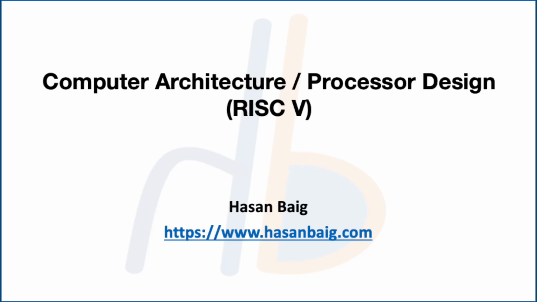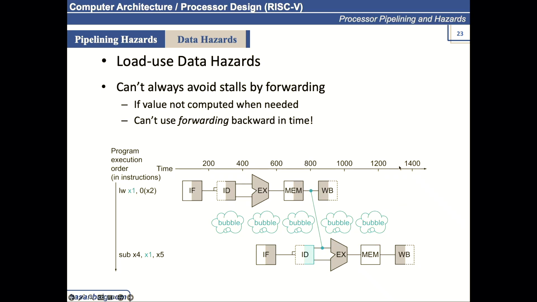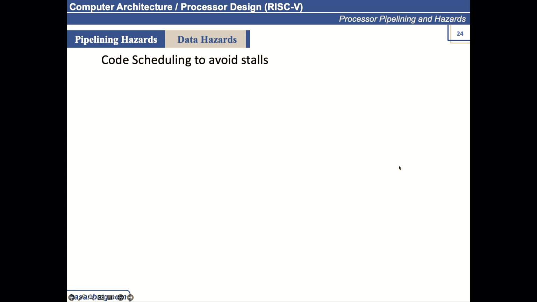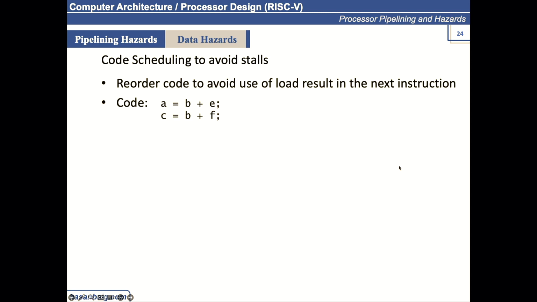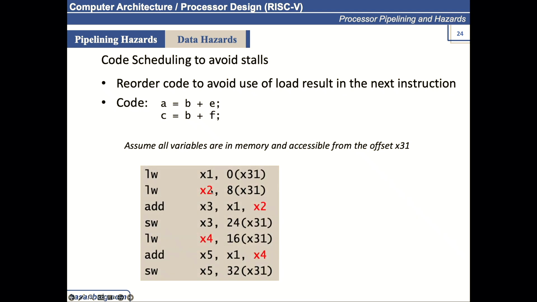There is a third way of avoiding data hazards, which is called code scheduling. Suppose we have simple code like this: a equals b plus e, c equals b plus f. I'll assume that all these variables are stored in memory at an offset, x31. So this would be translated into something like this.